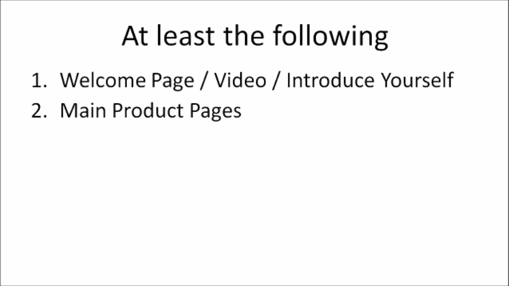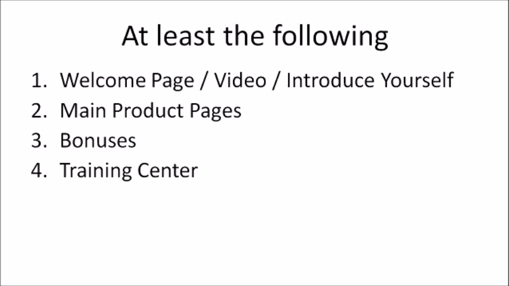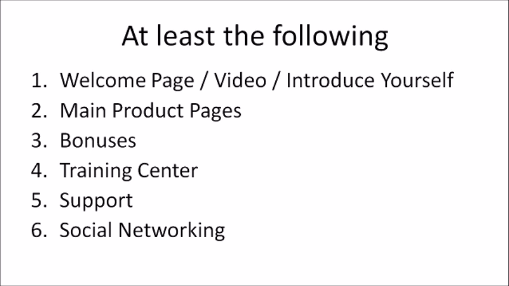Number 2 will be the main product pages, and you can have many pages in this section. Number 3 will be the bonuses. Number 4 will be the training center. 5 will be support, and 6 will be social networking. Now these are at least, so you can have any other pages that you want.